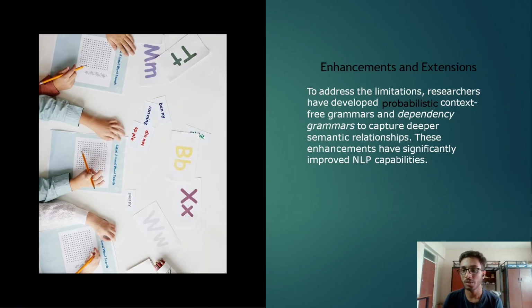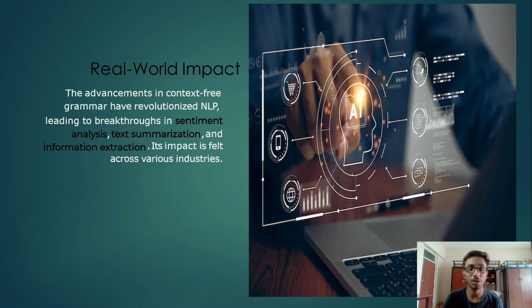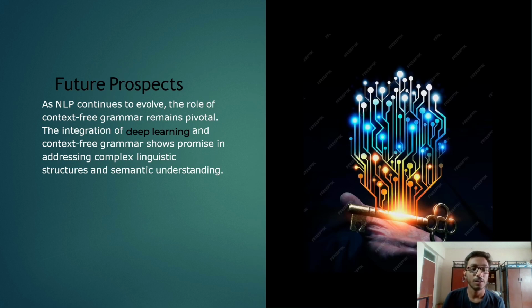Enhancement and abstraction. To address the limitations, researchers have developed probabilistic context-free grammar and dependency grammar to capture deeper semantic relationships. This enhancement has significantly improved NLP capabilities. Real world impact. The advancement in context-free grammar has revolutionized NLP, leading to breakthroughs in sentiment analysis, text summarization, and information extraction. Its impact is felt across various industries. Future perspective. As NLP continues to evolve, the role of context-free grammar remains pivotal. The integration of deep learning and context-free grammar shows promise in addressing complex linguistic structures and semantic understanding.